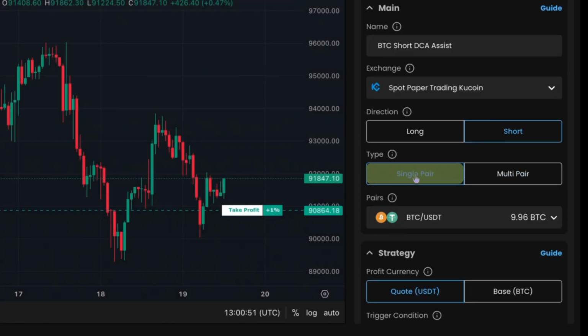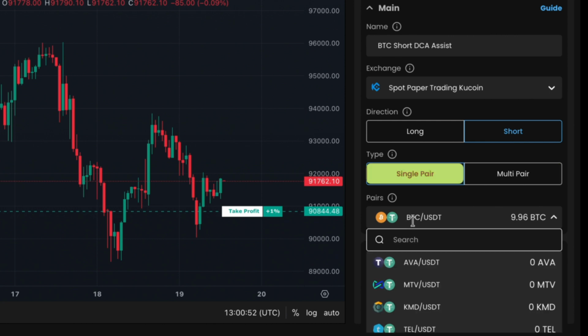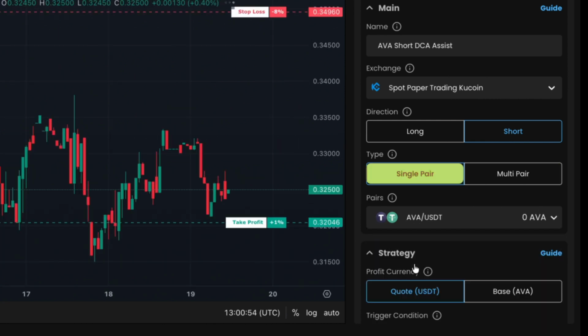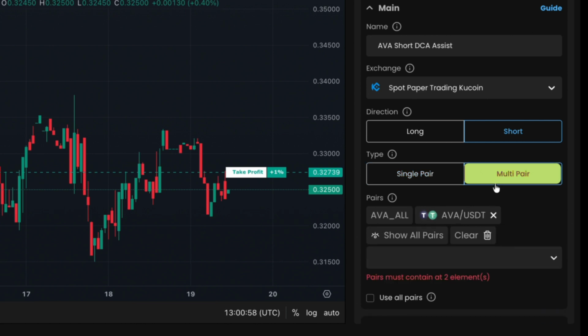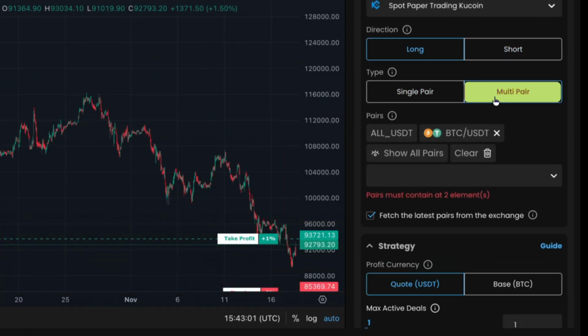Switch between single and multi-pairs. Single pair lets your assistant focus on just one trading pair. Multi-pair expands your strategy across several assets, which may help reduce exposure to a single asset's performance and create more opportunities to engage with the market.